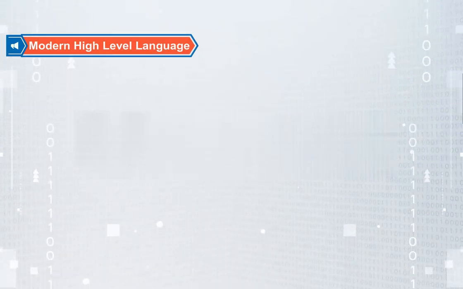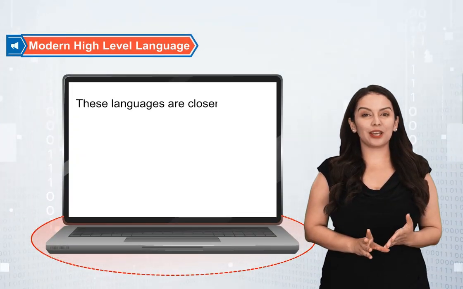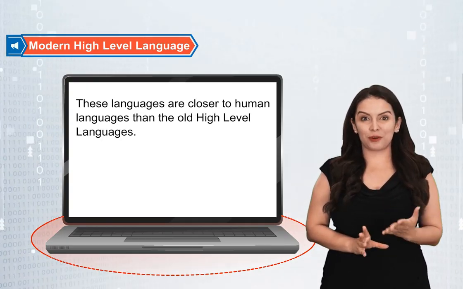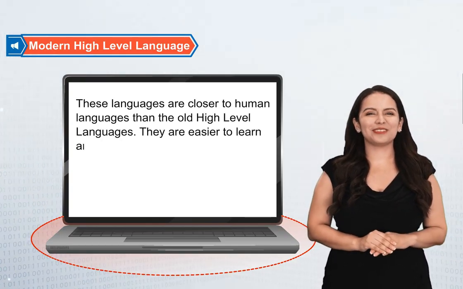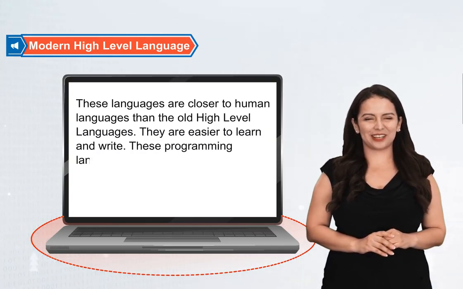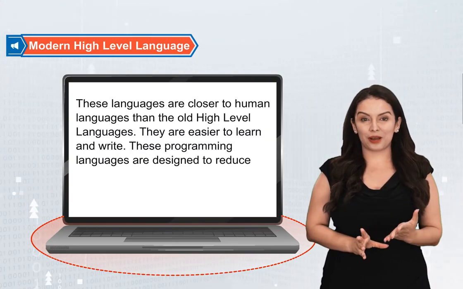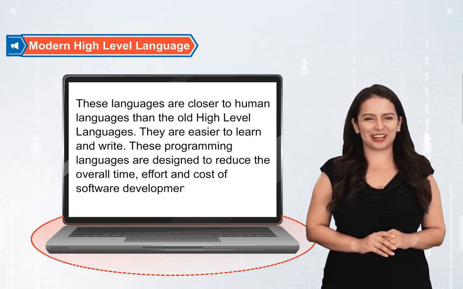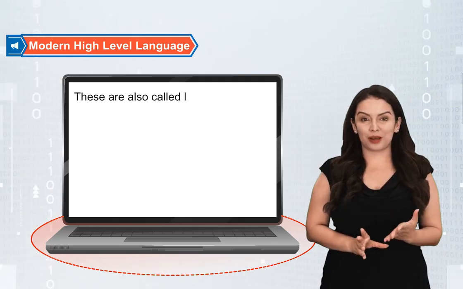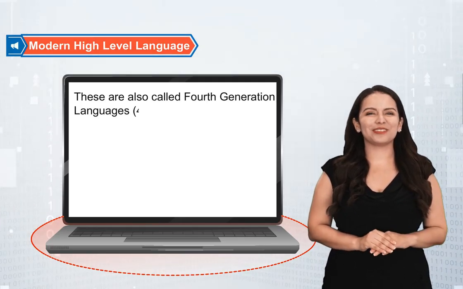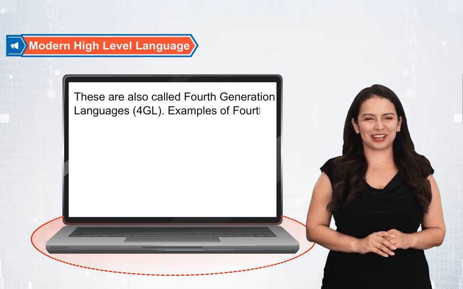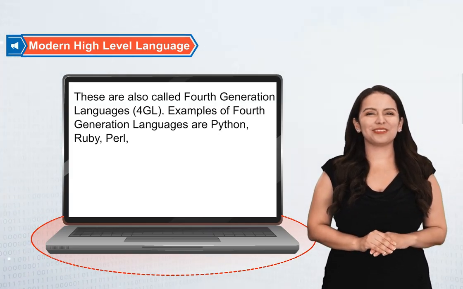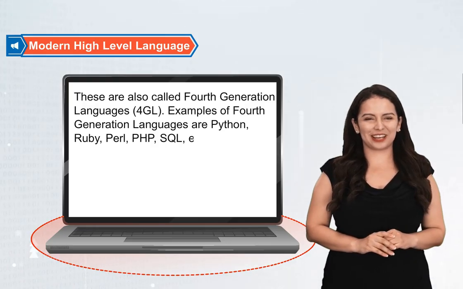Modern high-level language. These languages are closer to human languages than the old high-level languages. They are easier to learn and write. These programming languages are designed to reduce the overall time, effort, and cost of software development. These are also called fourth generation languages, 4GL. Examples of fourth generation languages are Python, Ruby, Perl, PHP, SQL, etc.